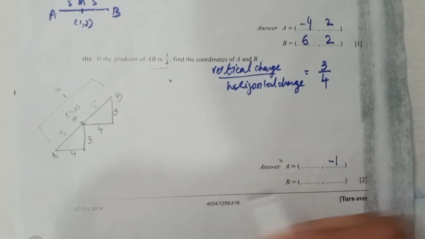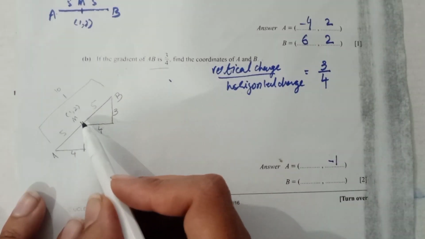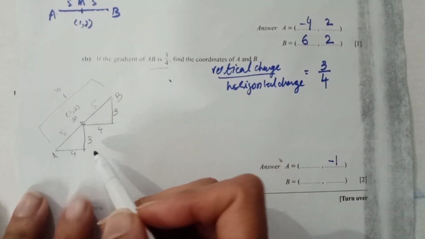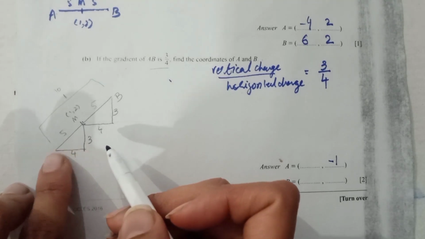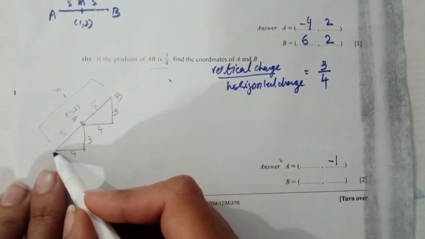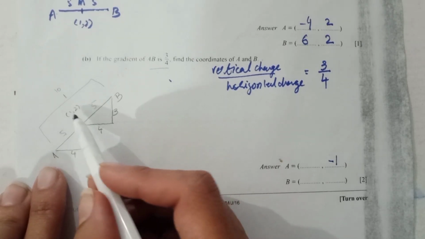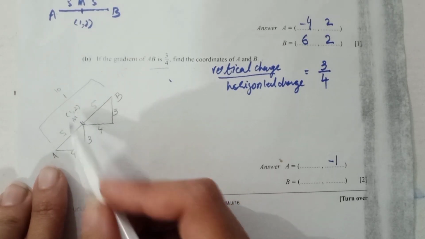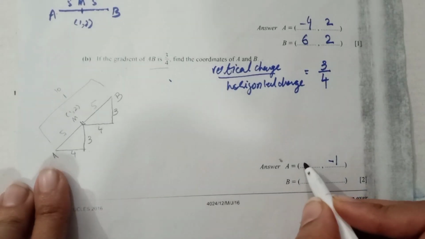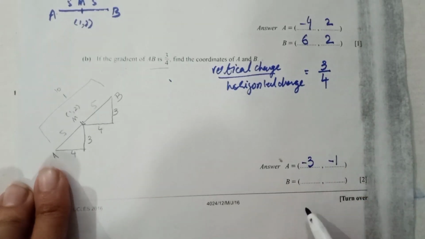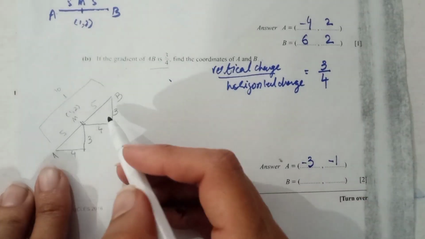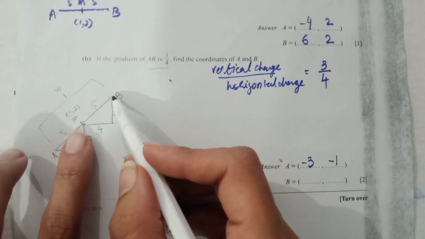Now this is the y coordinate, and for the x coordinate we have to notice that this is the midpoint, and for point A we have to move backward. We are moving backward, that's why we have to subtract 4 from 1. When we subtract 4 from 1, we get minus 3. These are the coordinates of A, and for that point, the coordinates of B.